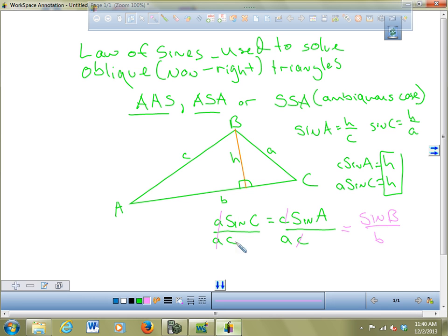So the other thing is you could flip these upside down, so you could say C over sine of C, A over sine of A, B over sine of B. Doesn't matter, because it would be the same. So how do you use that?